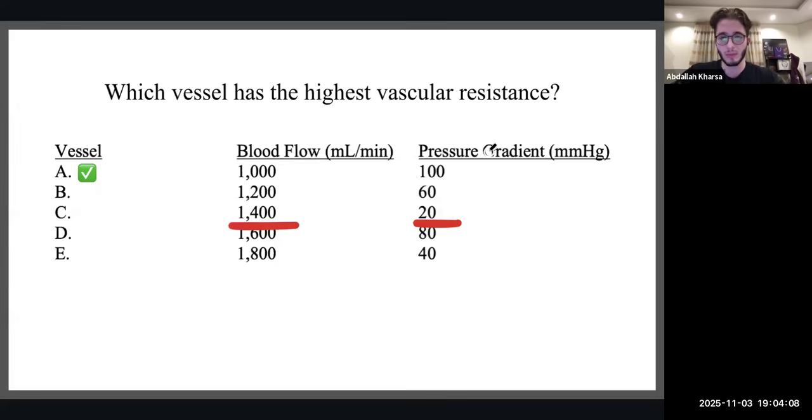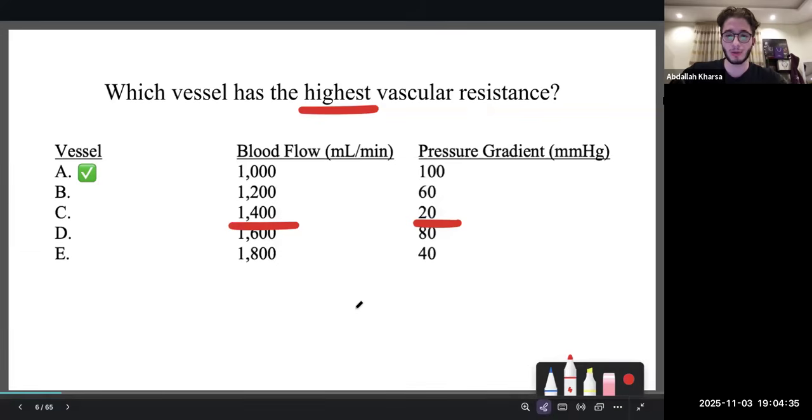So just remember that formula. It's pretty simple. They usually don't bring a lot of calculation questions, but I put it here to make sure you understand the relationship between pressure gradient and resistance and blood flow. And when you ask about the highest vascular resistance, I want you to immediately think about the highest pressure gradient because it's going to be pushing against it. Okay. Sorry. When you're asked about the highest vascular resistance, I want you to think about the highest pressure gradient because they're directly proportional.